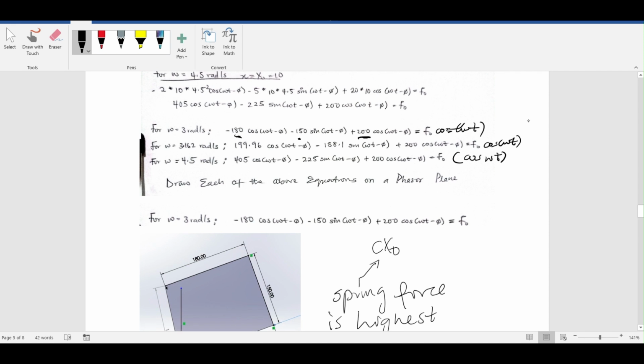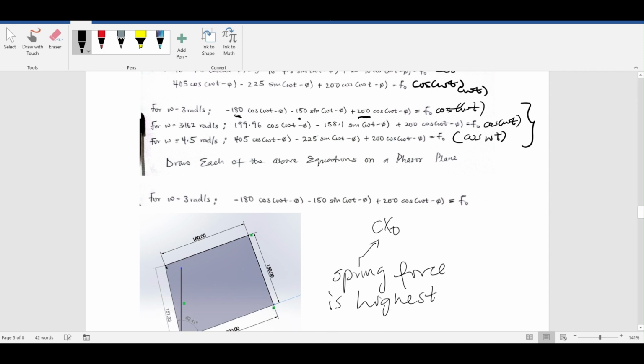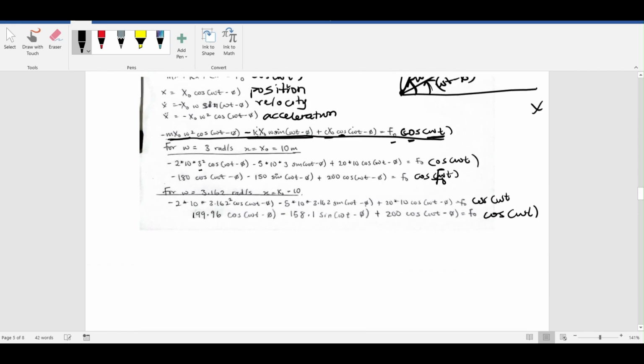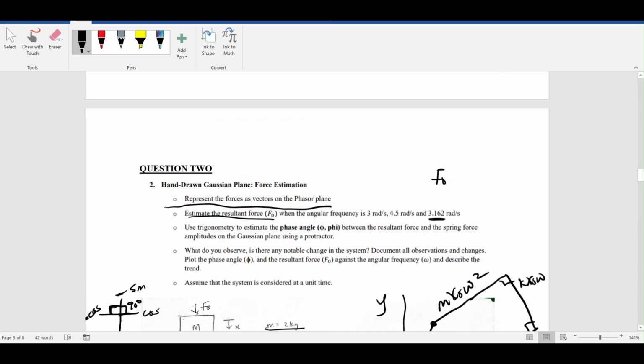So now we have our three equations, but this is still cos wt. Now we have to draw the phasor plane for each of them, that's for 1, 2, and 3. We have to draw a phasor plane for each of them so that we can find f naught, because that's what the question is asking. It wants us to find the estimated resultant force f naught.